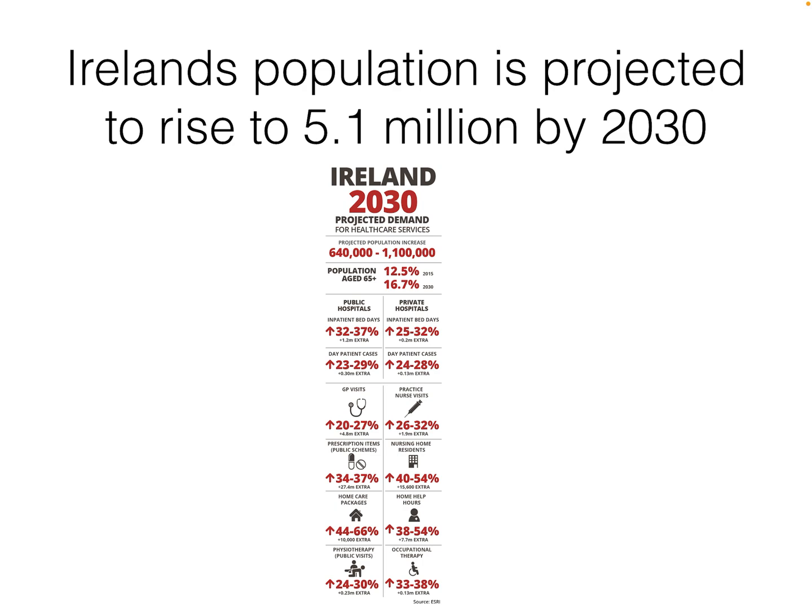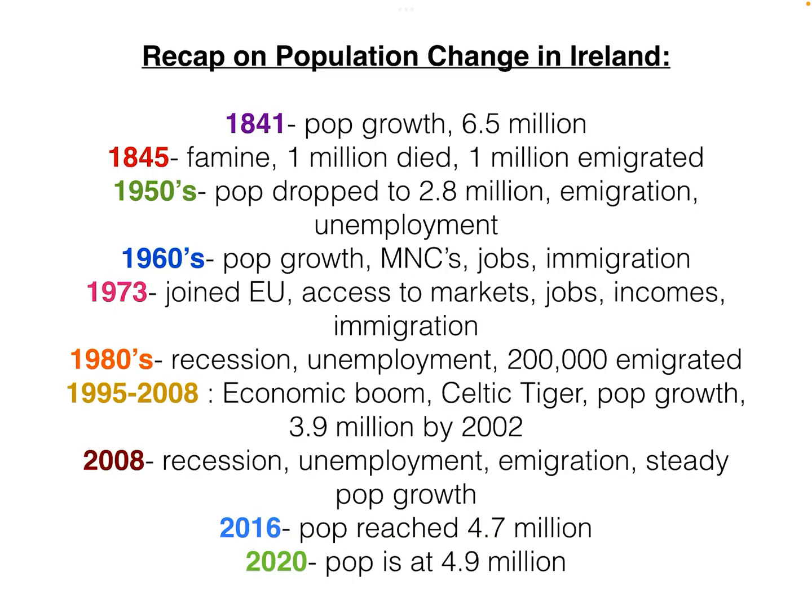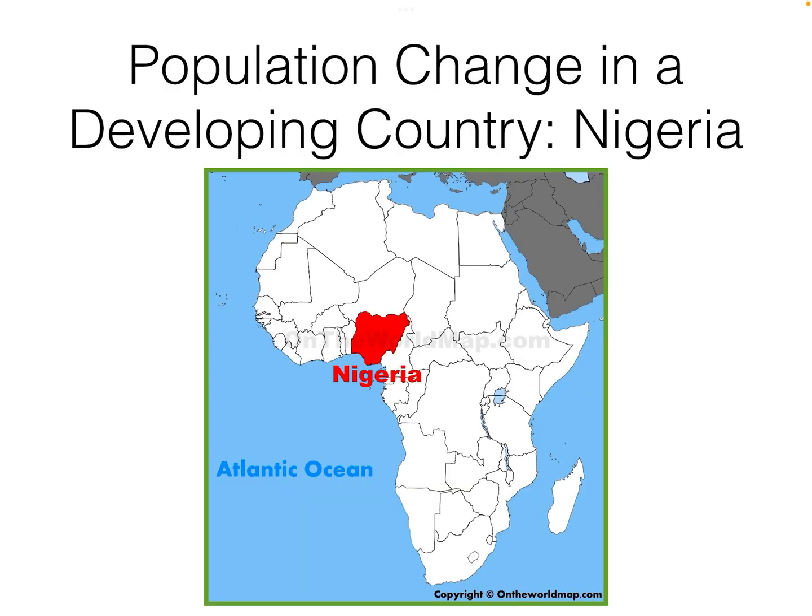We're just over the 5 million at the moment. They predict that most of the population growth will be in Dublin and the East. So we need to look at Dublin and the East. Have they enough schools? Have they enough hospitals? Have they enough nursing homes? Can we spread that population evenly across Ireland maybe? So our population rises and falls. It varies throughout the years.